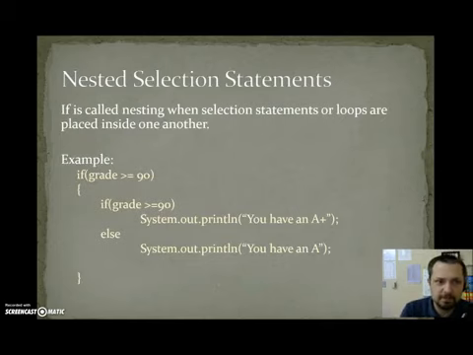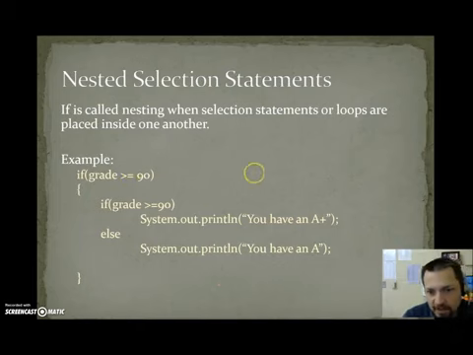Nested selection statements. It is called nesting when selection statements or loops are placed inside one of another. For example, if we wanted to modify our grade assignment to show you have an A or A+, we could say if your grade is greater than or equal to 90, do the below code. And inside our block, we have an if and an else if. If your grade is greater than or equal to 95, you have an A+. Otherwise, you have an A.